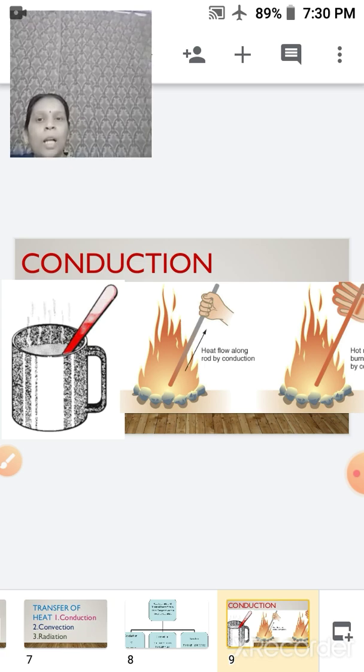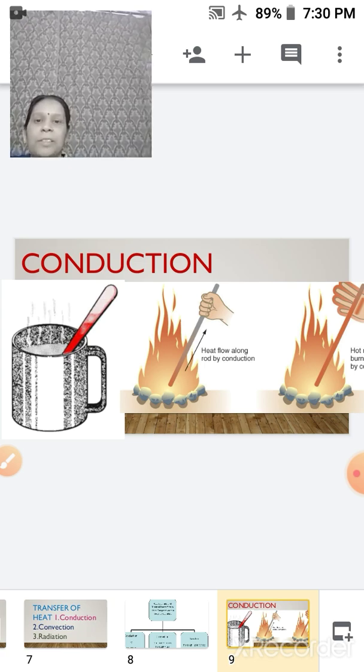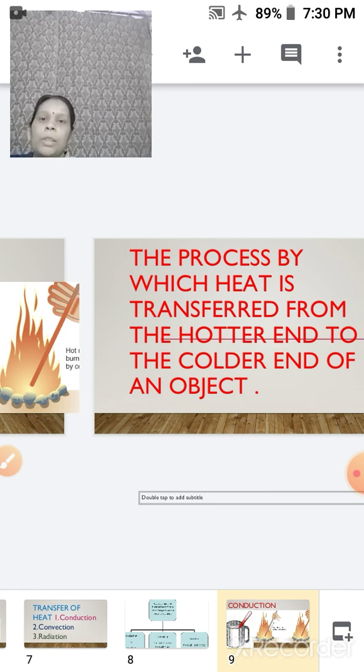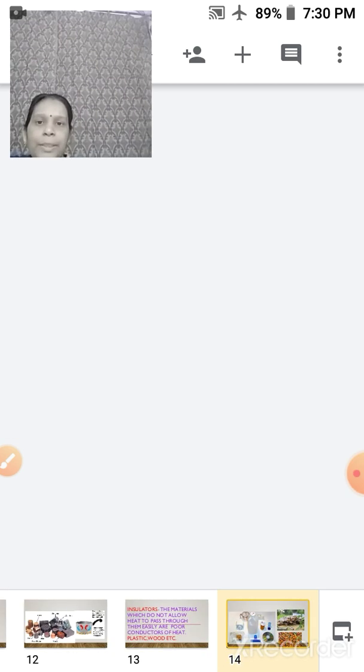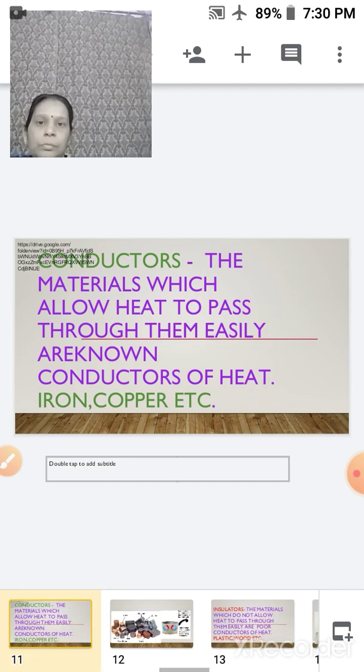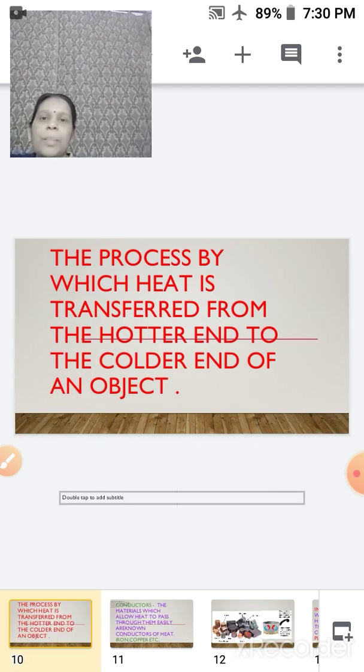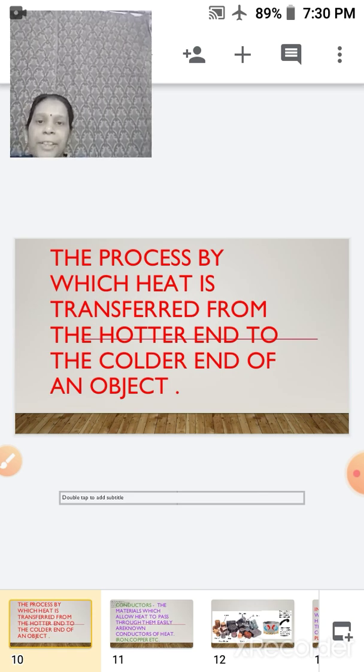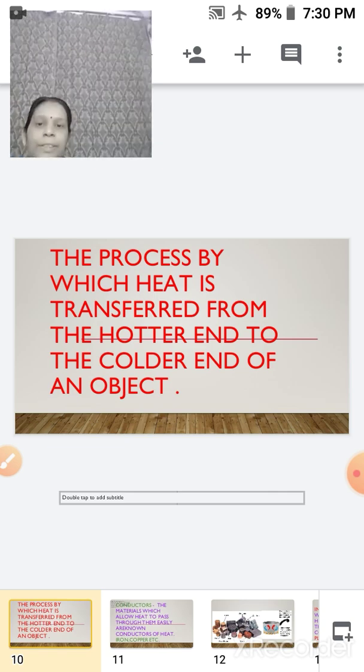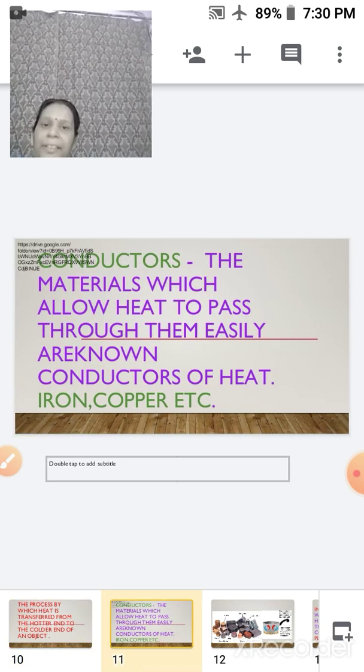So this is how the transfer of heat takes place in conduction. Now, when we talk of the transfer of heat, it is a process by which heat is transferred from the hotter end to the colder end of an object, which you have already seen in the last two activities that I showed you, in the last two figures that were there on your screen. Now, what are conductors?